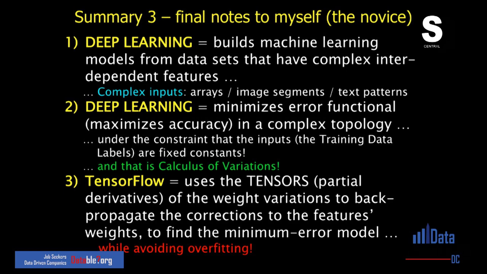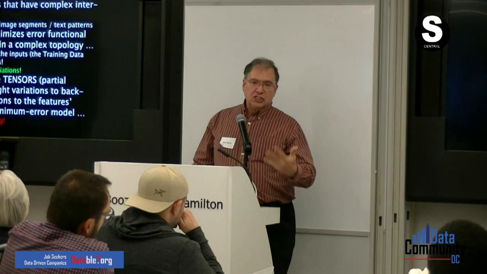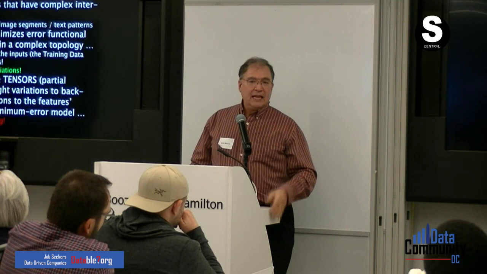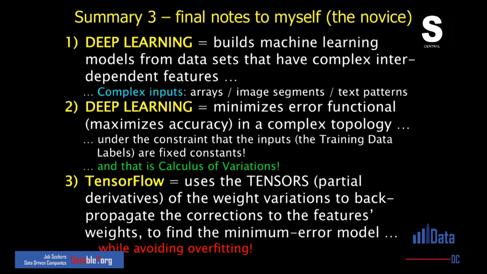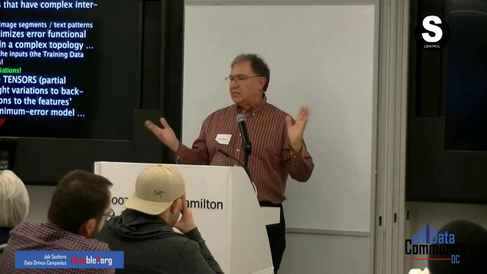So you can't change the training label. That's the calculus of variations part. Finding the minimum of that error function under the constraint that you can't change the training label, into very complex parameters. And the way we do that with TensorFlow is, again, we use the tensor, which is this hyperdimensional set of slopes. How does the error change if I change x, if I change y, if I change x and y in combination, and all possible combinations?